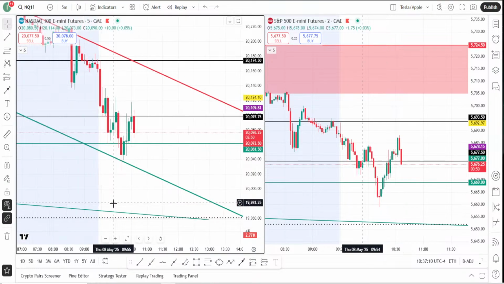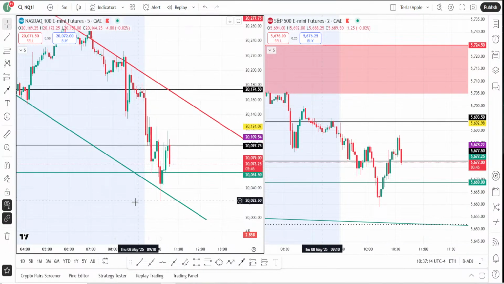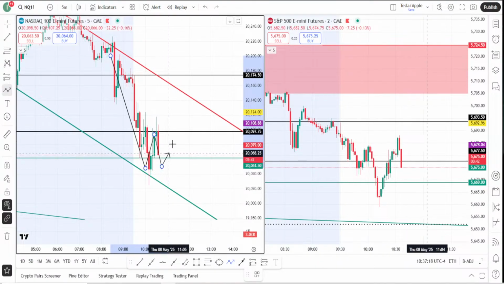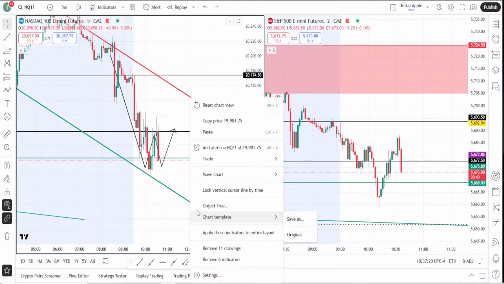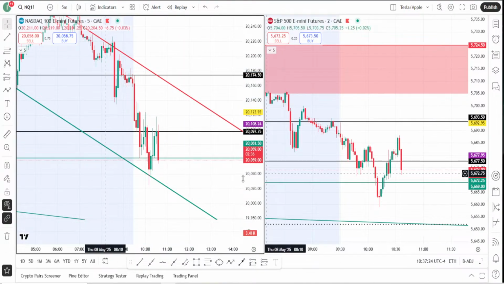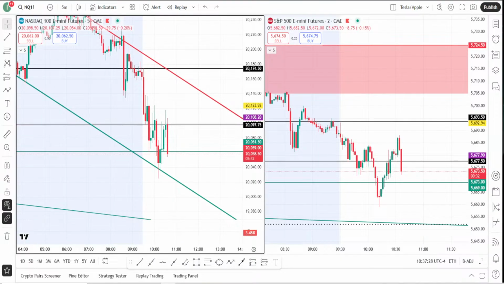So what could be happening is we could be going into a range here. Market has been trending down. We could be going into a range, or we could continue down. Strong selling. Holy moly. You guys are not playing around.